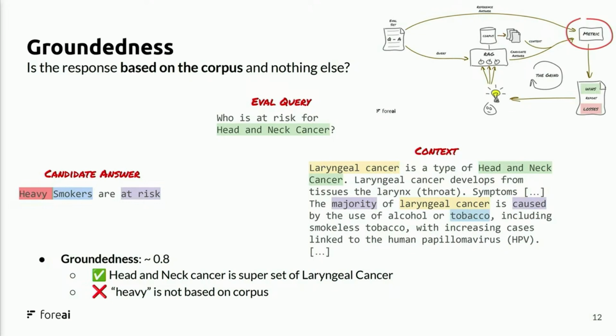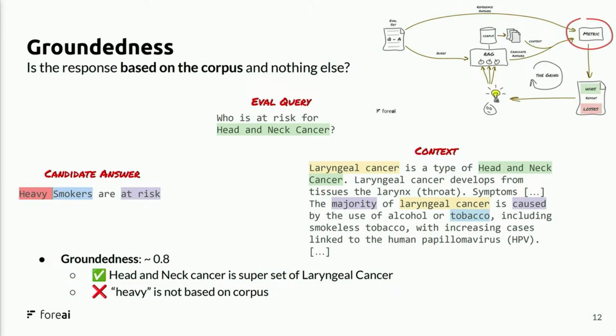So here's just one example of how groundedness can be computed. The evaluation query in this example is, who is at risk for head and neck cancer? And the candidate answer is, heavy smokers are at risk. The context says laryngeal cancer is a type of head and neck cancer. And then later it says the majority of laryngeal cancer is caused by alcohol or tobacco. So let's just use this part of the information.